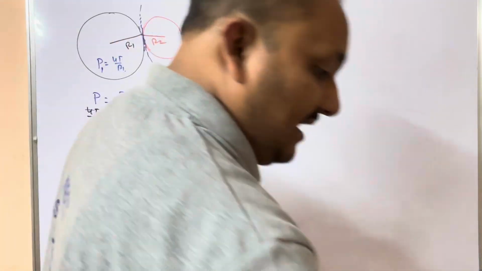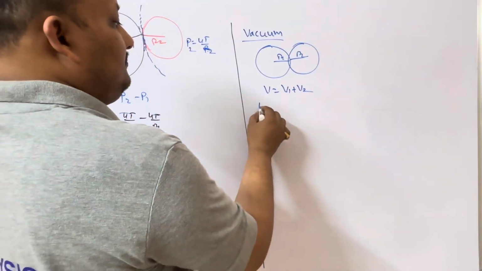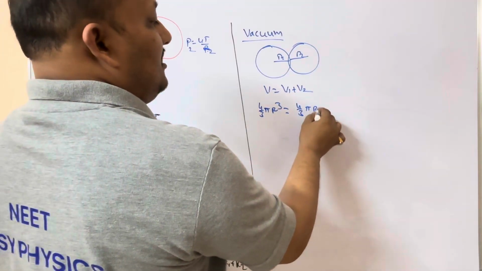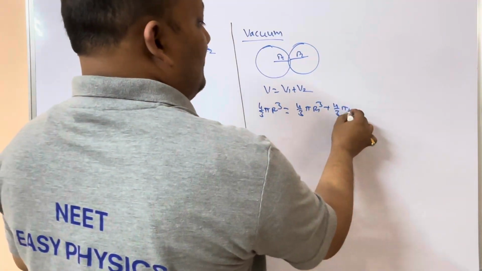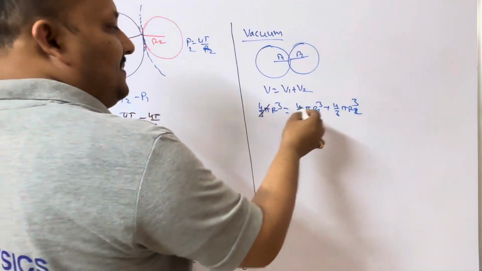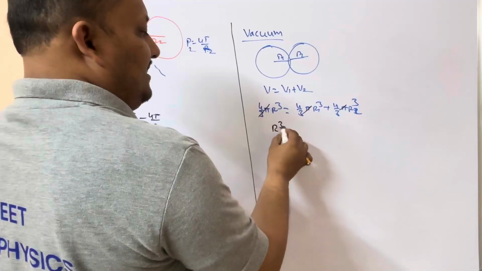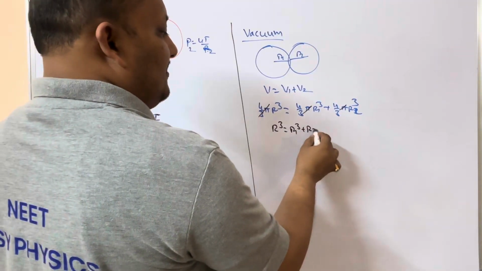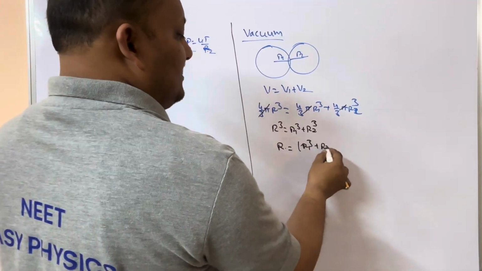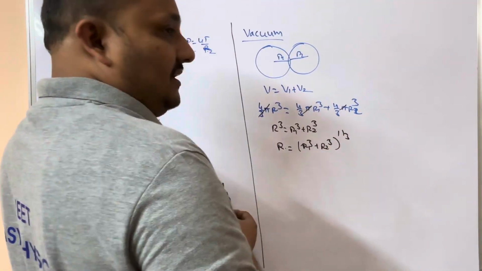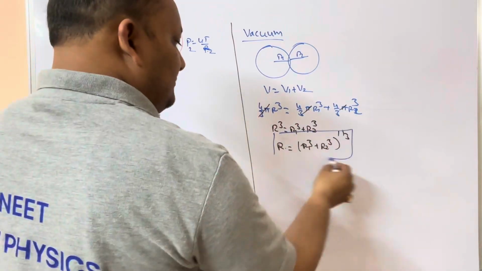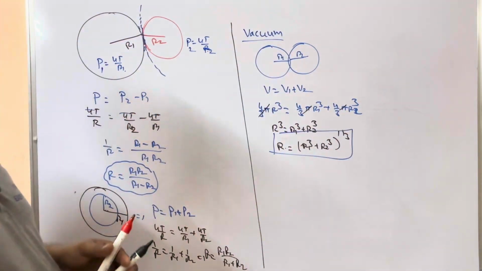What is the volume formula? 4 third pi R cube is equal to 4 third pi R1 cube plus 4 third pi R2 cube. Then 4 third pi will be cancelled. What will be remaining? R cube is equal to R1 cube plus R2 cube. So R is equal to R1 cube plus R2 cube, whole power 1 by 3. The 3 should not cancel. This is the radius of that effective liquid drop.